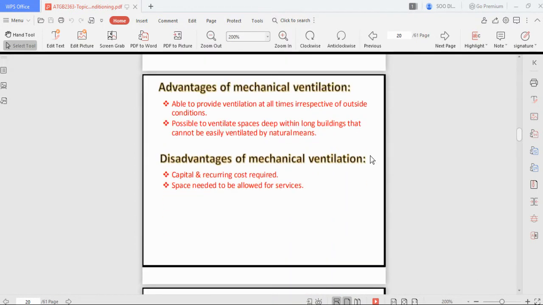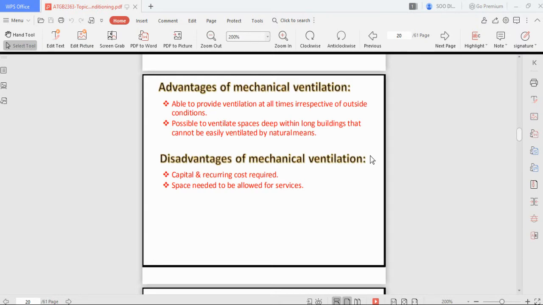So what are the advantages of mechanical ventilation? It's able to provide ventilation at all times irrespective of outside conditions. As opposed to natural ventilation, we do not need to depend on the wind. Mechanical ventilation works by using a fan to draw in or draw out the air of the room. So you'll be able to ventilate any space deep within a building.